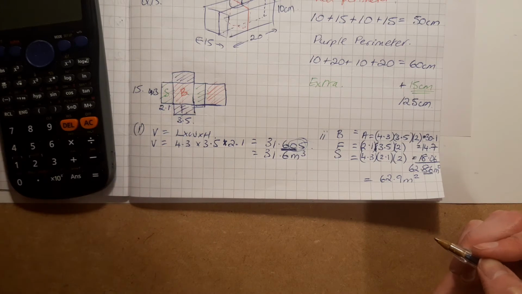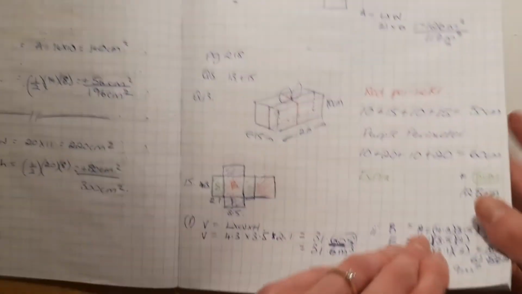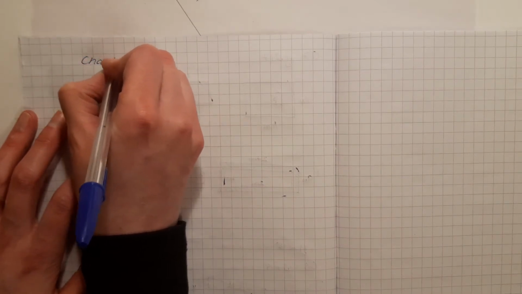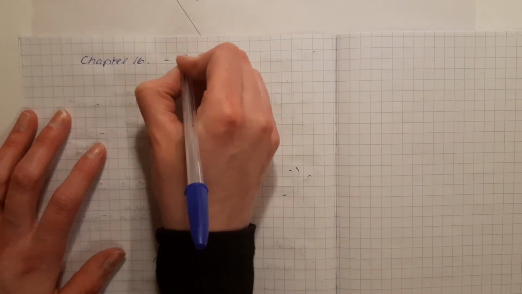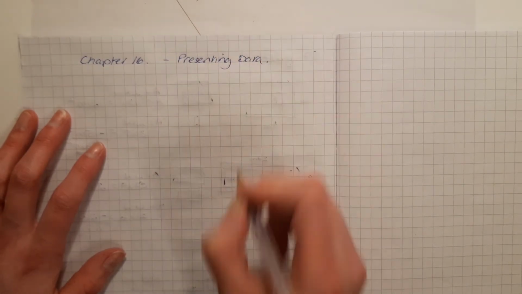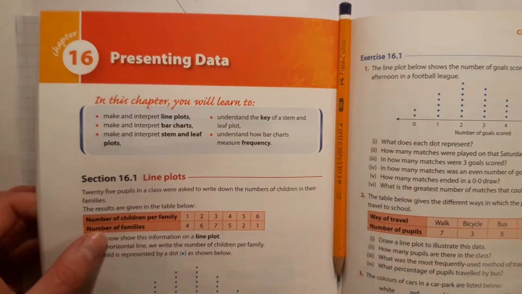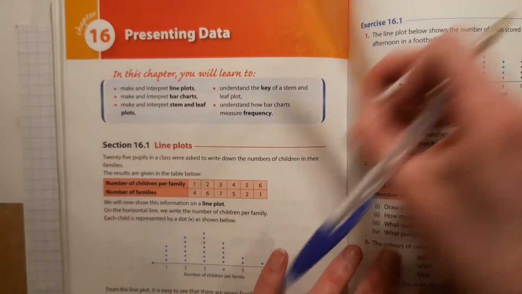Okay, and that completes the classwork that you were doing on Wednesday. We are now moving on to a brand new chapter. So your title for this is obviously chapter 16, because that's what we're moving on to. And it's called Presenting Data. And as the title suggests, you're going to present. That means you're going to do it with graphs and diagrams to present information. So go to page 352.